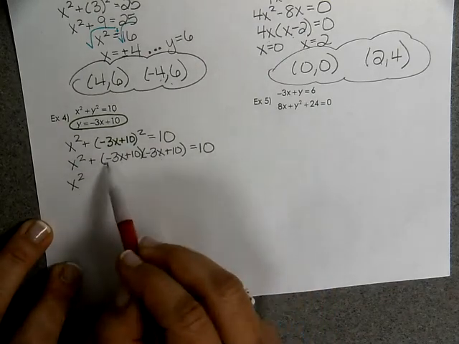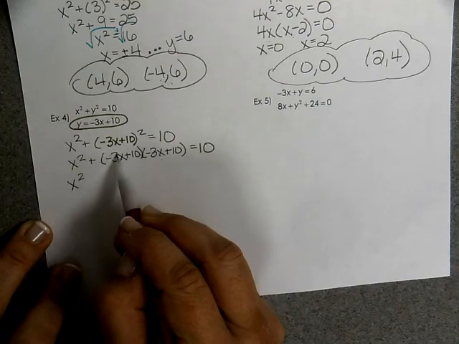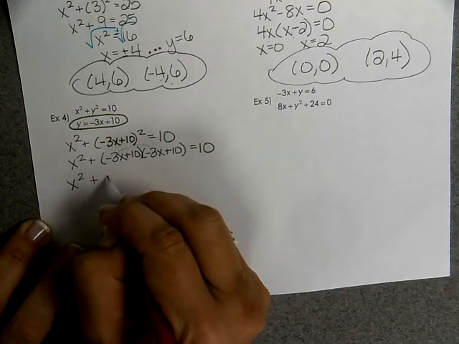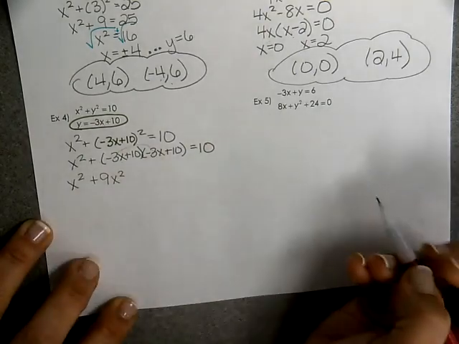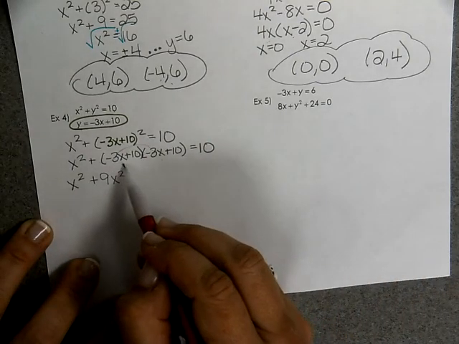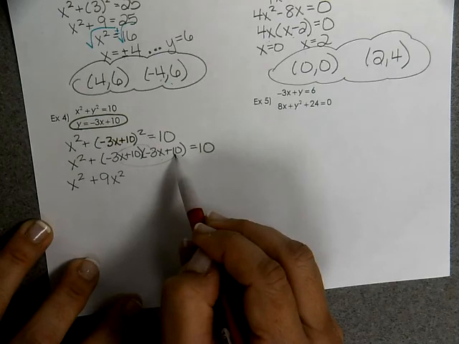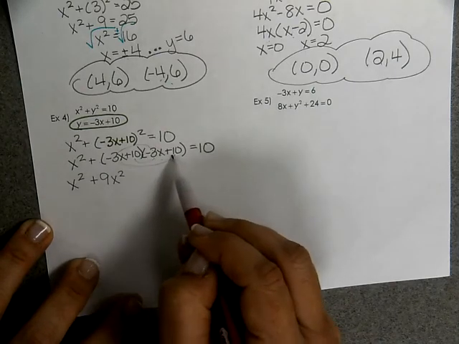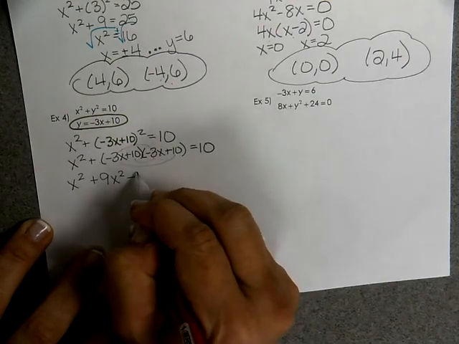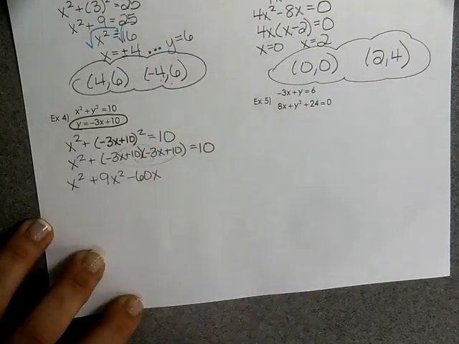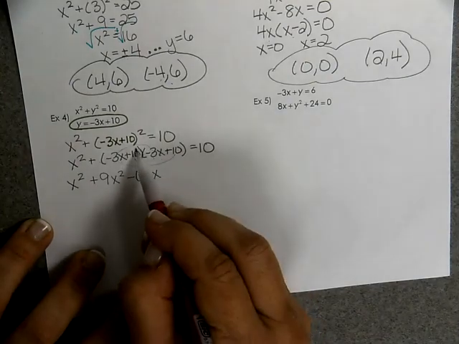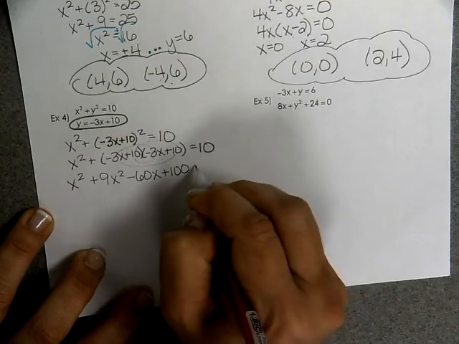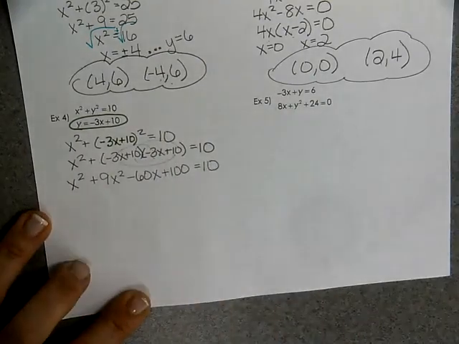And let's see what happens when I multiply these out. Negative 3x and negative 3x gives me positive 9x squared. My outer is negative 30x. My inner is negative 30x. So my outer and inner would combine to make negative 60x. And then my last, 10 times 10, gives me 100. Okay?